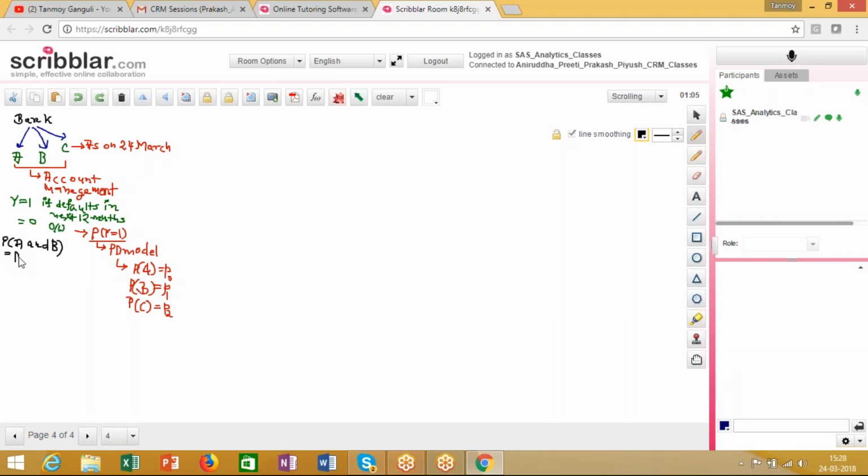To find that out, we can say that it is the probability of A intersection B, which is equal to probability of A dot probability of B, given that A and B are independent events.